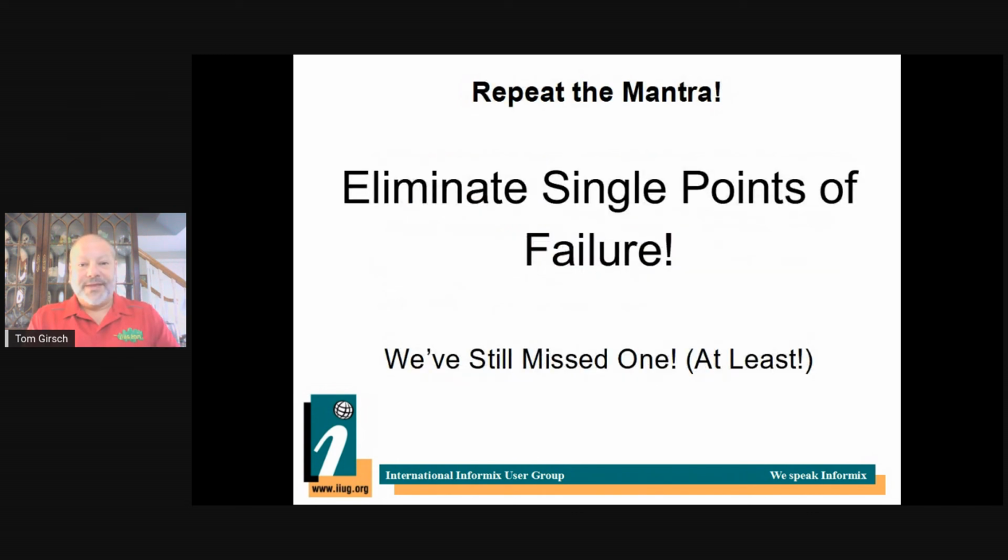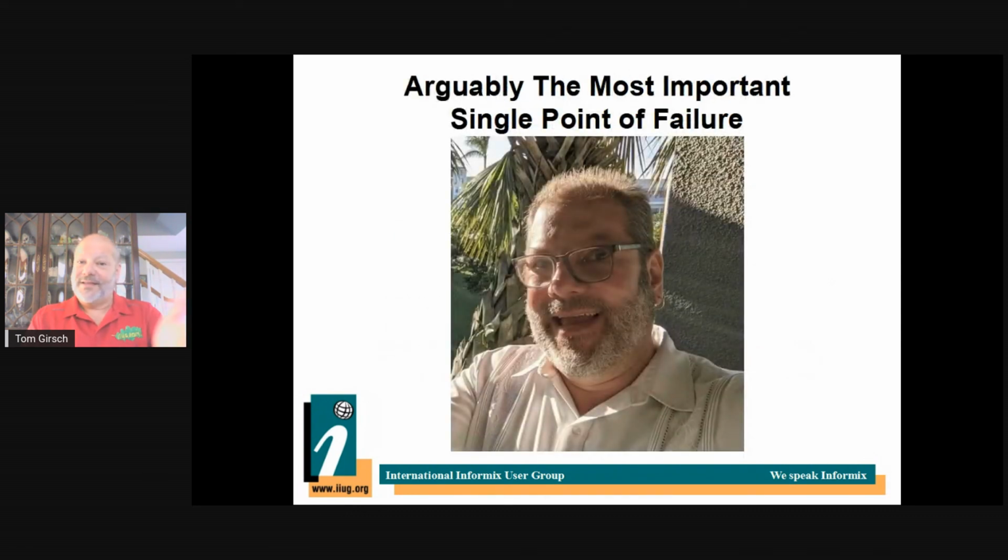Once again, eliminate single points of failure is the mantra. We've still missed at least one. And that's in a smaller enterprise, could be you. That's me when I had hair. Yeah, it's arguably the most important single point of failure, because if you've got one system engineer or one network engineer or one DBA or one person that's filling most of those roles, and that person abruptly quits or gets run over by a bus, is the famous example. What do you do at that point? How do you deal with that?